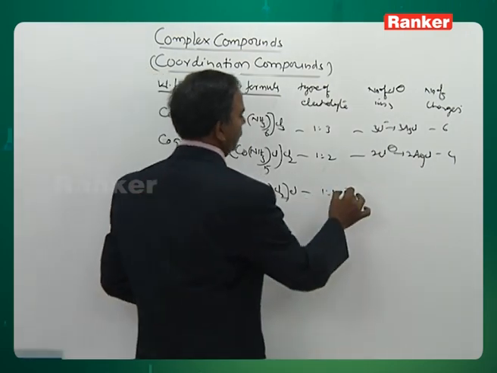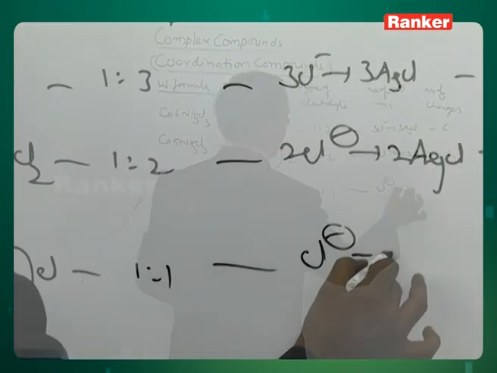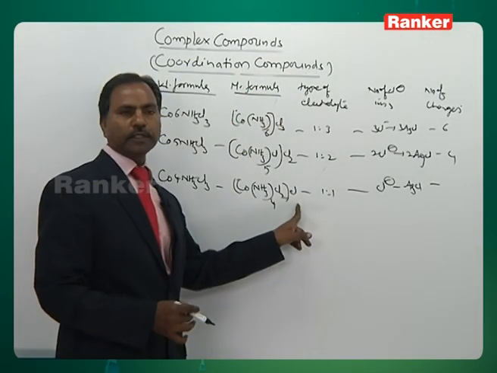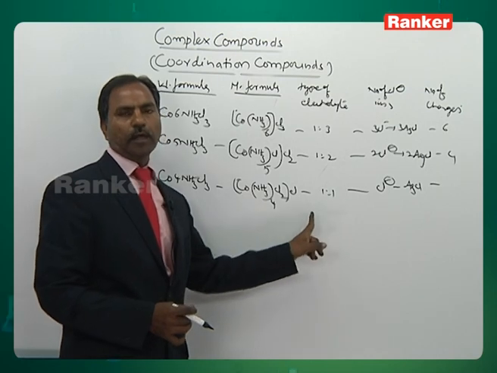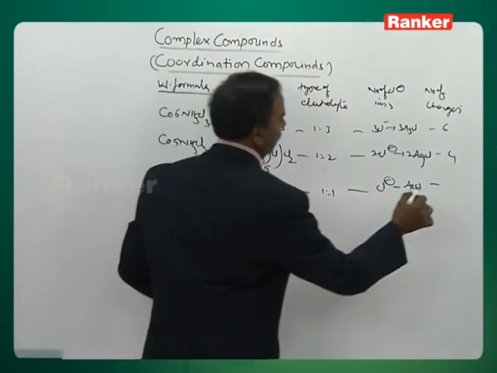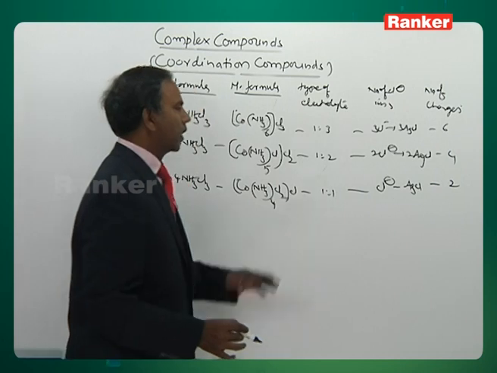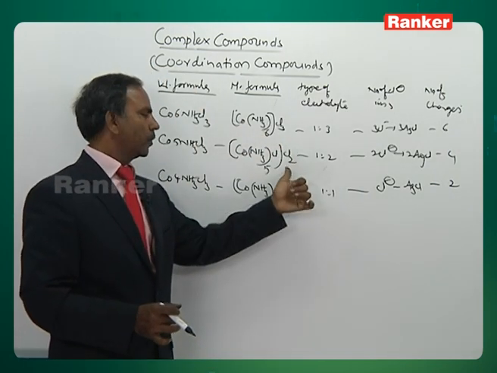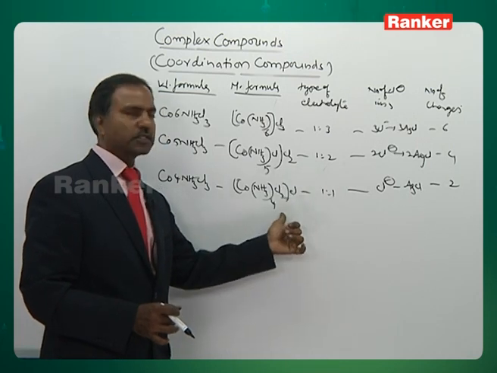Next, how many chloride ions are precipitated? Only 1, Cl minus and AgCl. Check how many charges? 1 minus and 1 plus, therefore it is 2 charges. Here about the charges you should be very careful. 3 plus 3, 6, 2 plus 2, 4, 1 plus 1, 2.